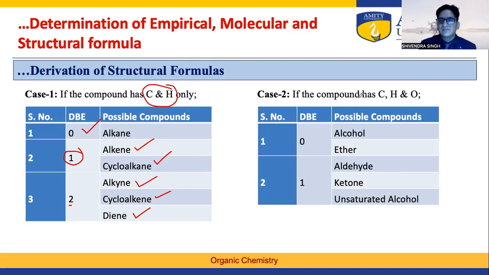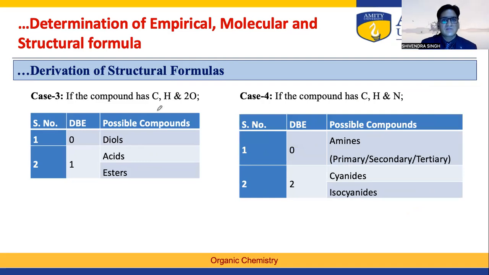Suppose in our molecular formula, the compound has carbon, hydrogen, and only one oxygen. Then what could be the possible molecule? What could be the possible framework in the molecule? If DBE is 0, then we can say the molecule can be alcohol or ether. They are saturated, of course, because there is no double bond, there is no ring even. If the DBE value is 1, then it can be aldehyde or ketone because they have one double bond, or it can be unsaturated alcohol, meaning there must be one double bond in the core structure of the molecule.